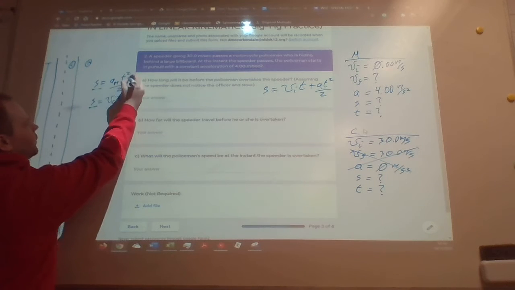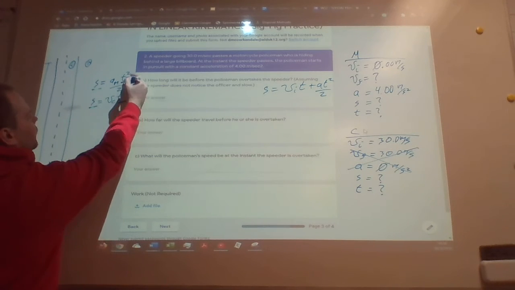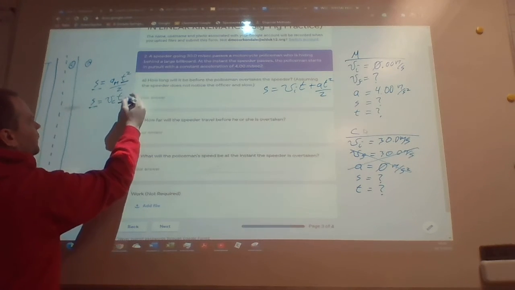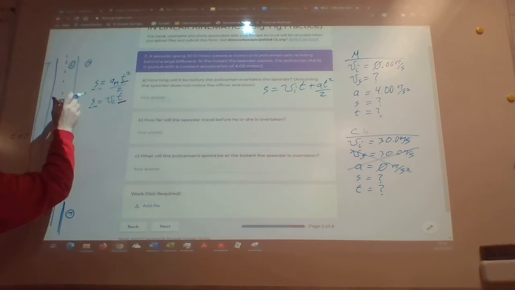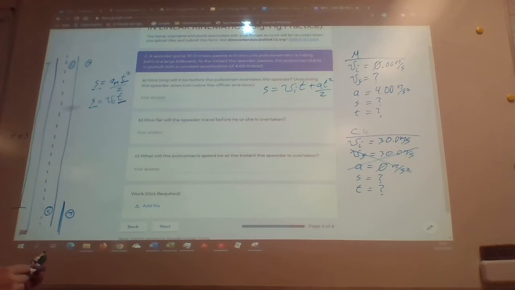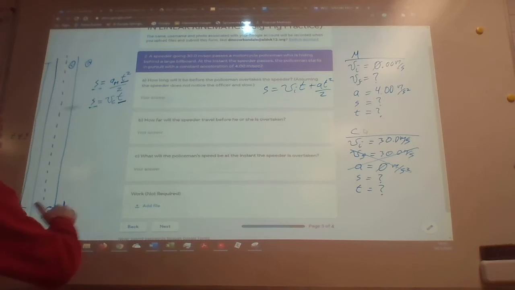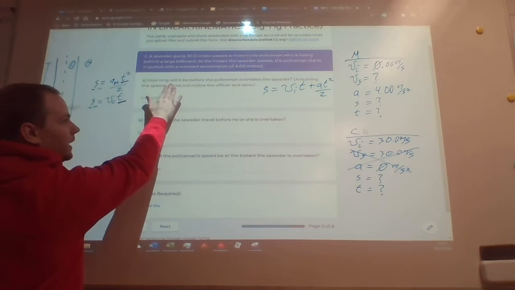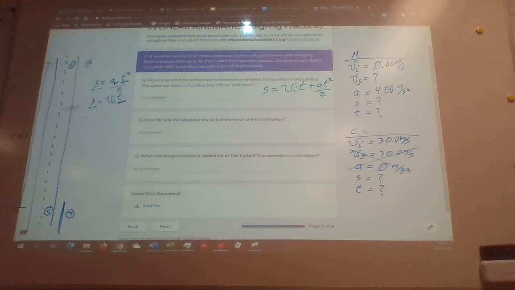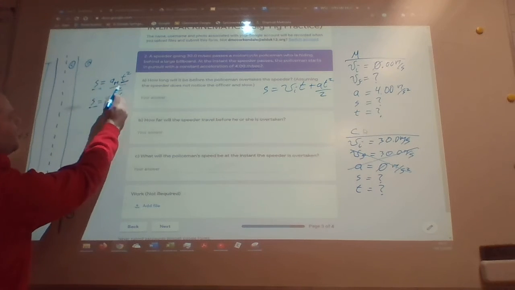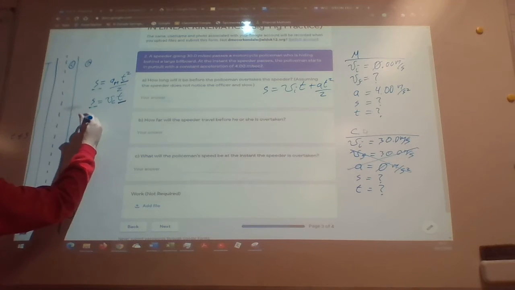We don't know this, but it's the same as this. So both of these T's have to be the same, and both of these S's have to be the same. So if we are looking for time, which is what part A is asking us for, what we can do is set these two equations equal to each other.